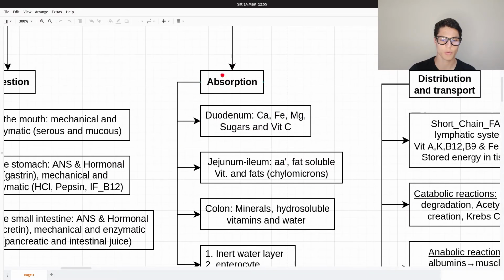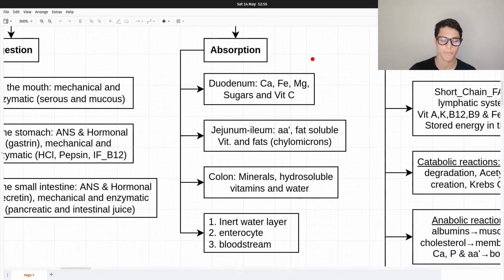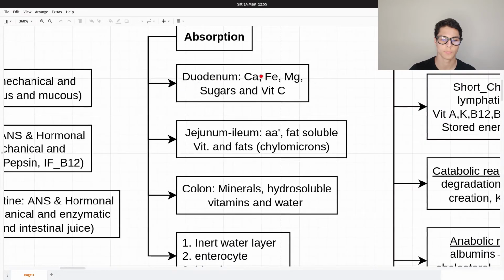Then if we continue, we have absorption. In the duodenum we absorb the calcium, the iron and the magnesium, together with the sugars and the vitamin C. Sugars are the glucose, the fructose and the galactose. Glucose and galactose will enter through the same transporter to the enterocyte, whereas the fructose has its own transporter.